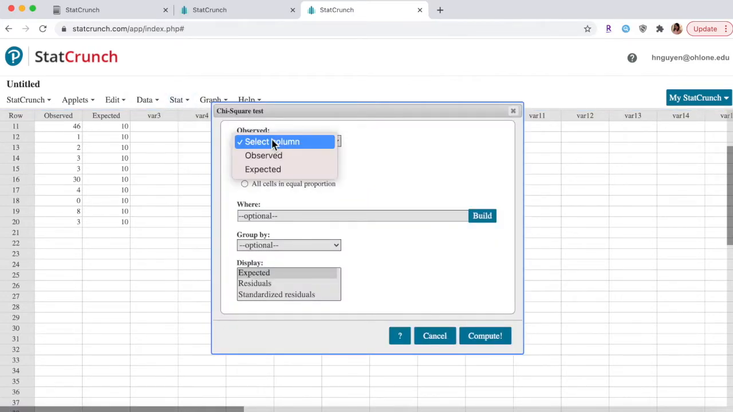Observed column, I will select the first column. Down here, you will have two options. If you have your expected column, you can select the expected column. If not, you can click on here. You have this option for this problem only because all the cells are equal proportion. We have all 10 in all cells. If they are different, you have to have your own expected column. If they are the same, you can also click on here.